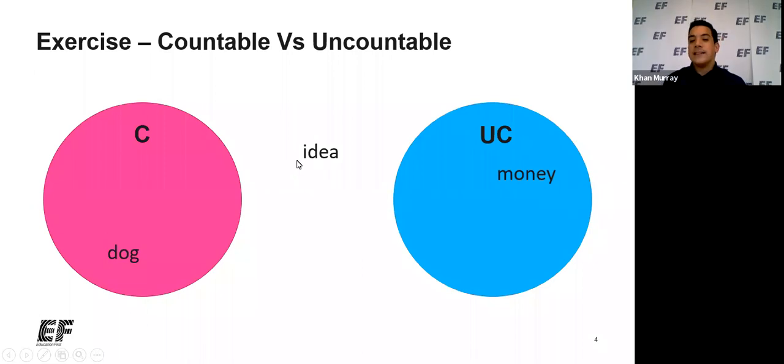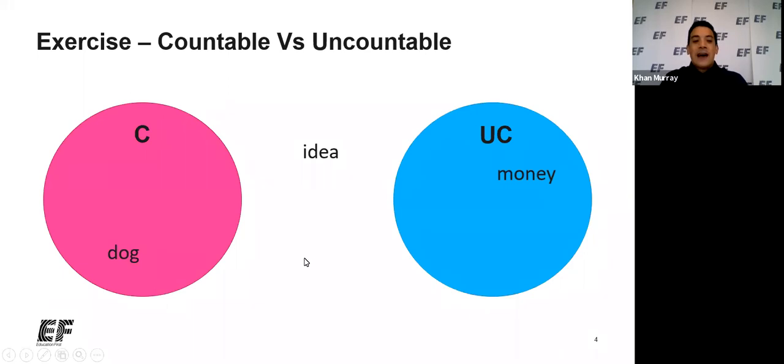How about this one, an idea? This is a tricky one. It doesn't really follow my rule. What does it actually? Someone said countable. Lou said countable. Furman said countable. Erin said countable. Joyce said countable. Hyang said uncountable.